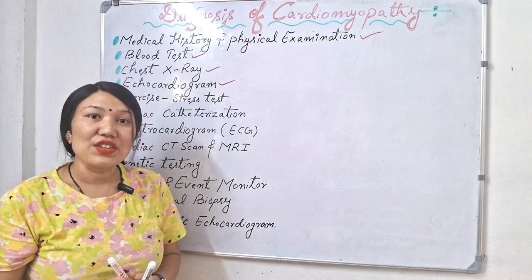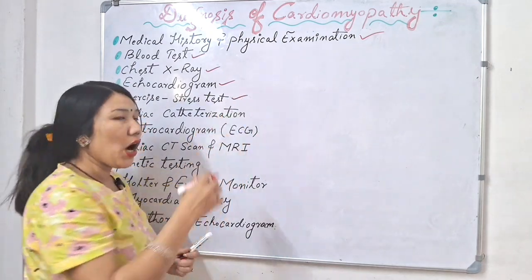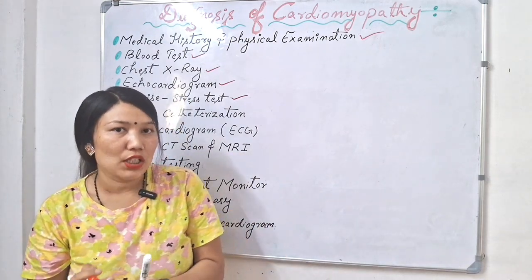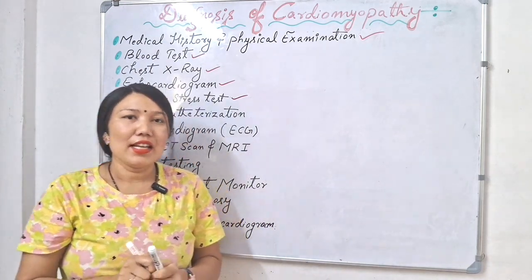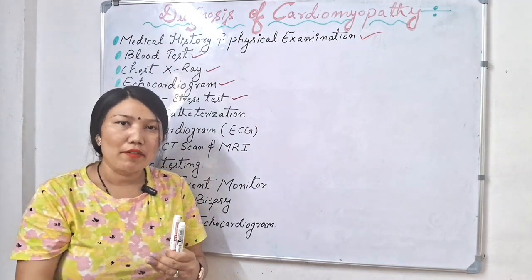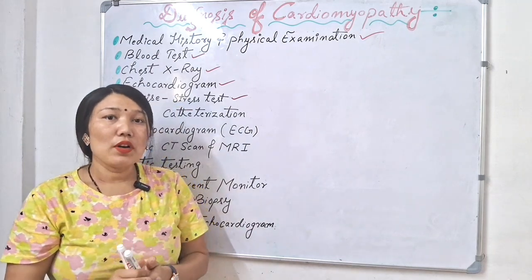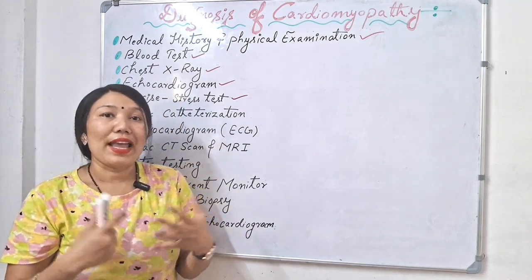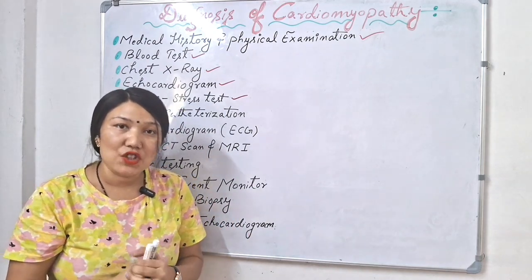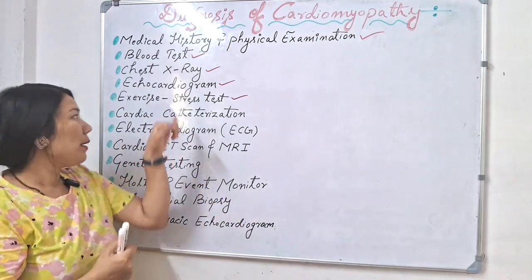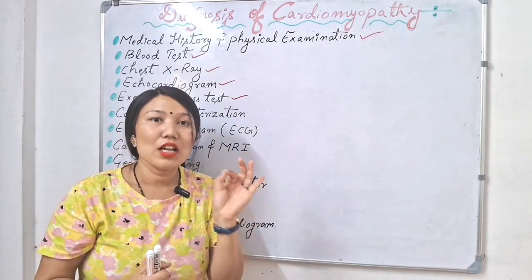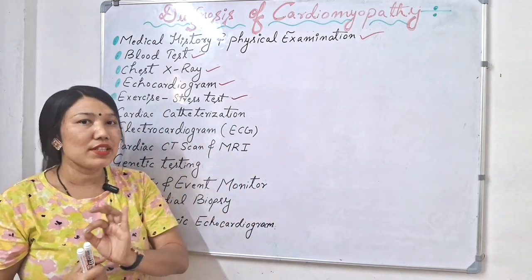Next we have exercise stress test. It means how our heart is performing its function while we are doing any physical activity. In a normal lifestyle, whenever we are sitting or lying down, our heart is working in a normal way. But what happens when we do a lot of physical activity, a lot of exercise? How is our heart tolerating it and how much output is our heart generating? So we are checking the stress condition of our heart, how it does its function while we are doing any physical activity.